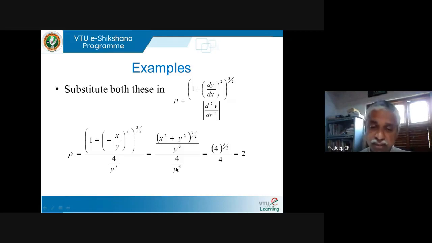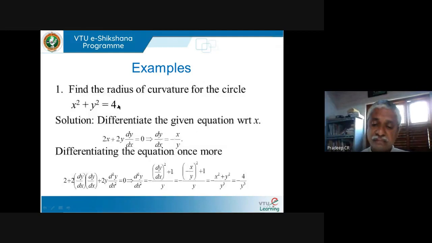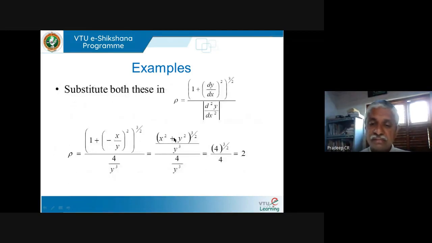And in the denominator, I'll have 4 by y cube. So these two y cubes will get cancelled. And then I'll get x square plus y square, which I know is 4, that is what is given in the equation. X square plus y square is 4. So I'll replace x square plus y square by 4. So 4 to the power of 3 by 2 by 4, which is equal to 2. Which is what I expected.